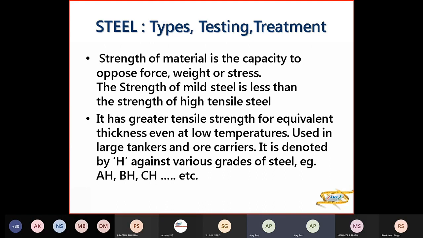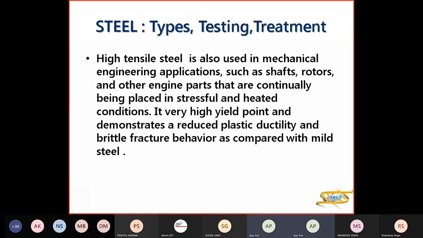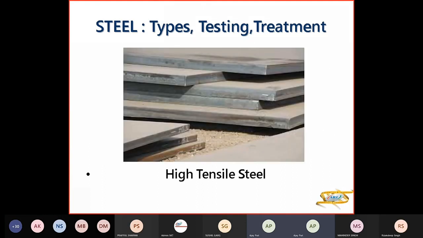You have A grade, B grade, C grade steel. There you are having H. So H is your high tensile steel. So high tensile steel is used for mechanical engineering applications like your shafts, rotors, other engine parts that are continually being placed in stressful areas or heated conditions. It's got very high yield point. It's got a reduced plastic ductility, and brittle fracture behavior is quite less as compared to mild steel. So this is your high tensile steel plates.